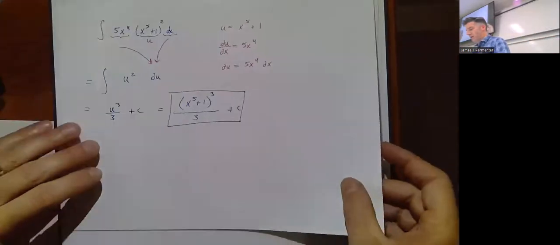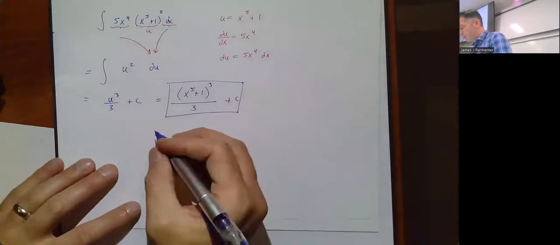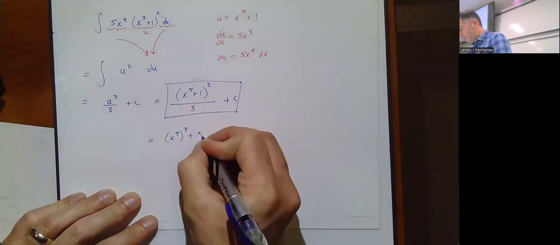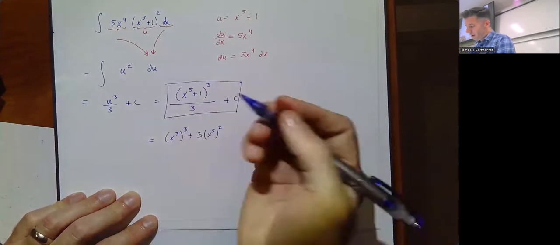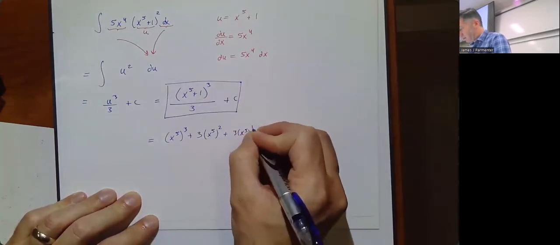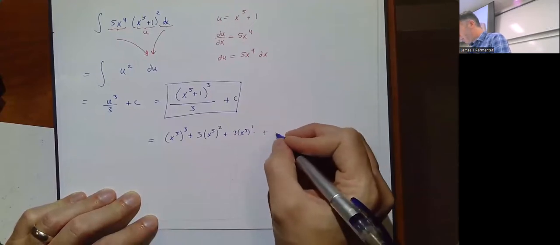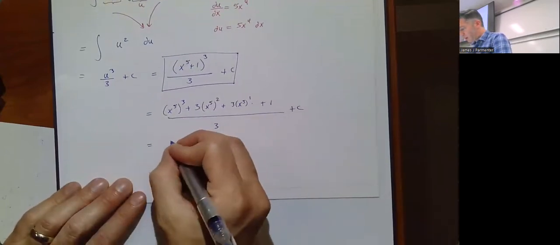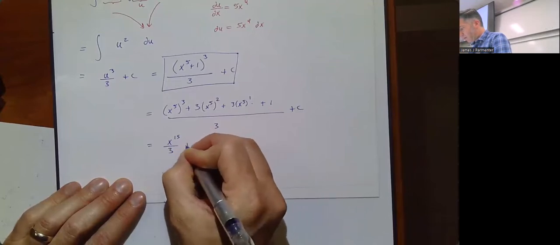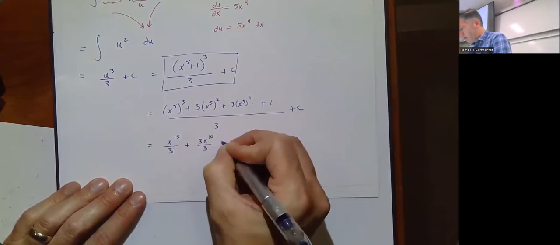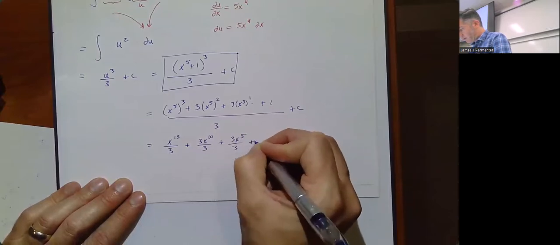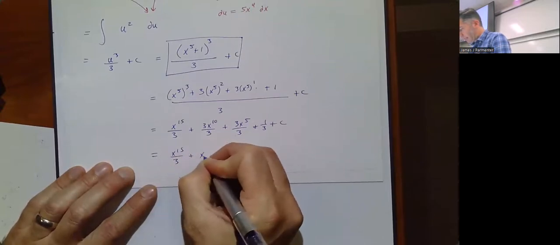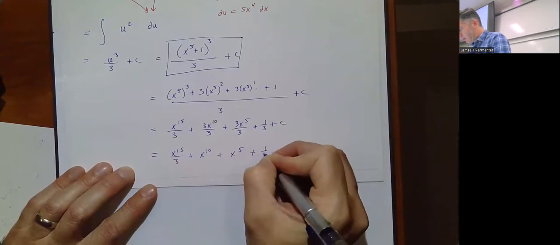what that allows us to figure out really quickly is that x to the 5th plus 1, cubed, is going to be 1 times x to the 5th cubed plus 3 times x to the 5th squared times 1, plus 3 times x to the 5th to the 1st times 1 squared, plus 1 times 1 to the 3rd, all over 3 plus c, which is equal to x to the 15th over 3 plus 3x to the 10th over 3 plus 3x to the 5th over 3 plus 1/3 plus a constant, which if we simplify is x to the 15th over 3 plus x to the 10th plus x to the 5th plus 1/3 plus a constant.